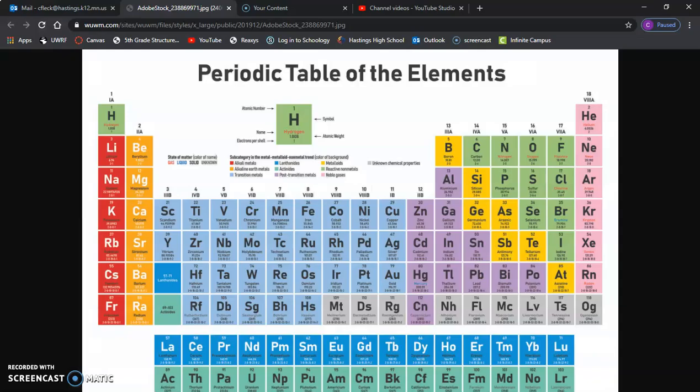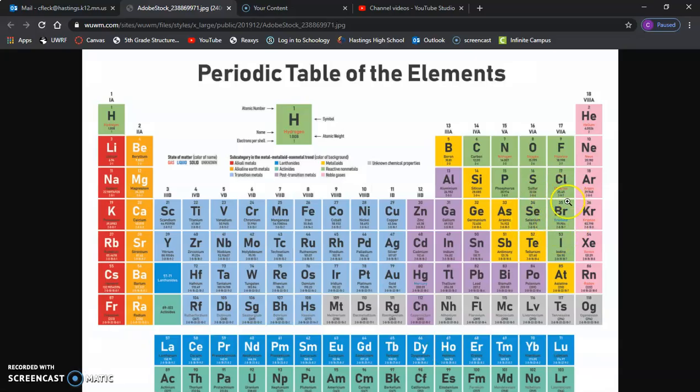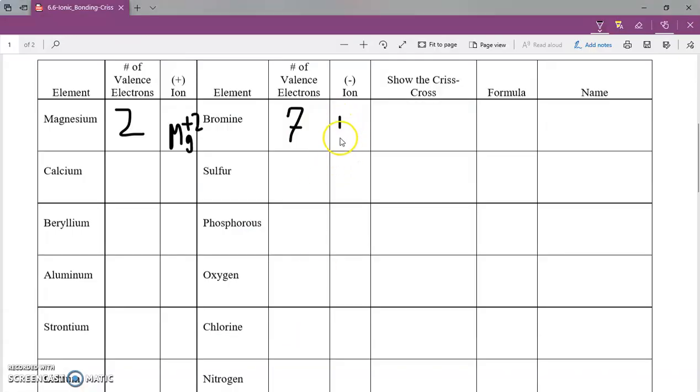Bromine. Bromine is located right over here in group 7. So how many valence electrons does it have? Well, that group number, right? It has 7. But it needs 1 more electron to get to 8, right? And so in this case, if it needs just 1 more electron, gaining that electron will make it a negative charge, Br minus 1. Now, here's how the crisscross method will work.